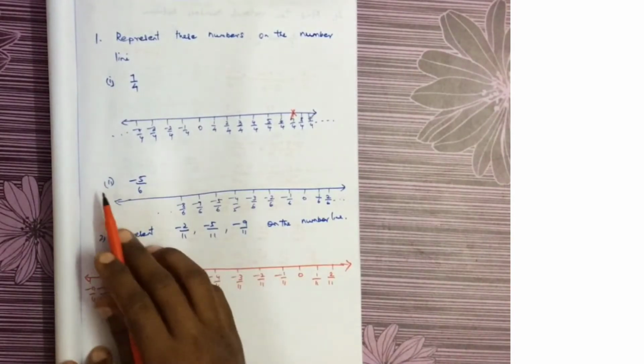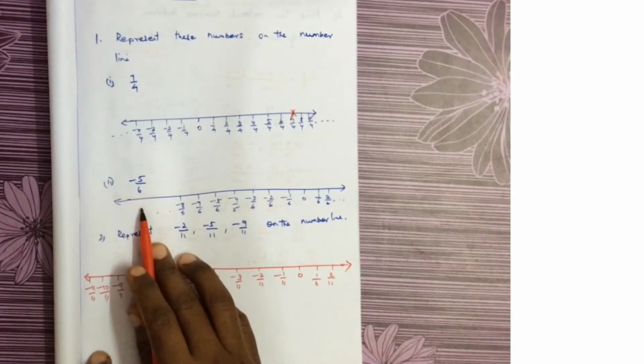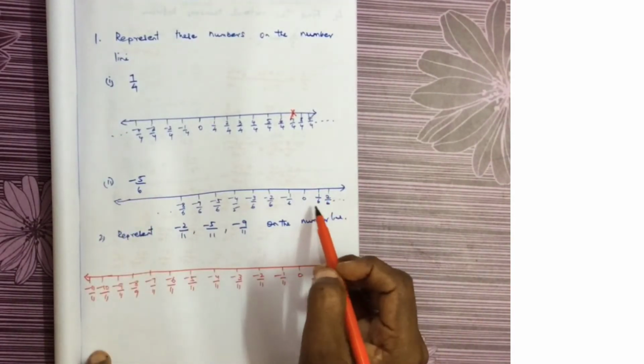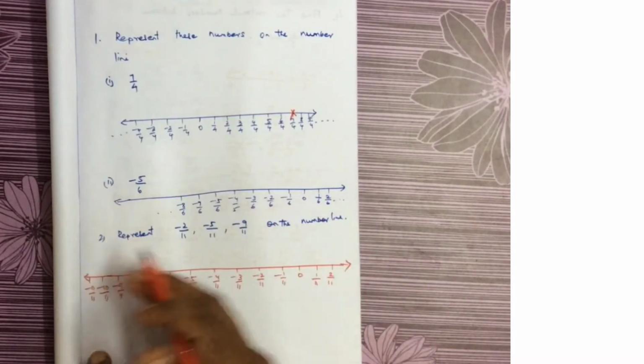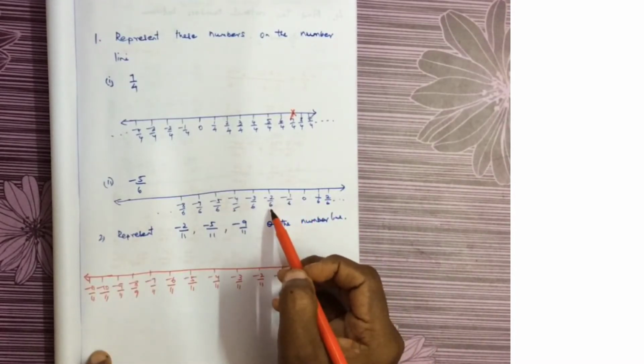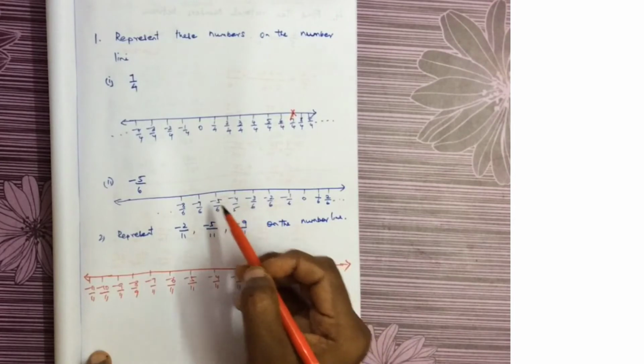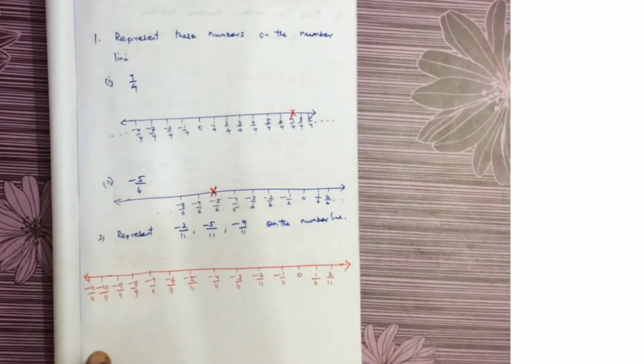Okay. The next thing you have to represent is minus 5 by 6. So you can start with 0 here. 1 by 6, 2 by 6 on the left side: minus 1 by 6, minus 2 by 6, minus 3 by 6, minus 4 by 6, and here it is minus 5 by 6.